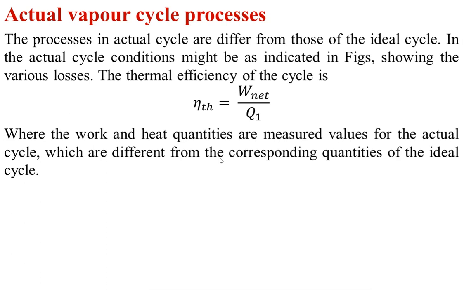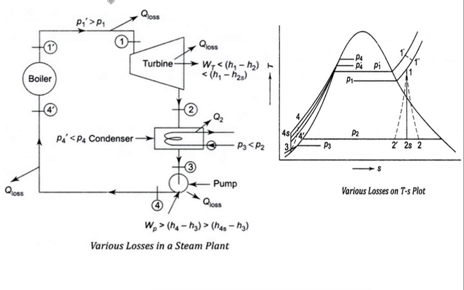Now let us discuss the actual vapor power cycle, with its schematic diagram as well as the TS diagram. So this is the schematic diagram of the actual vapor power cycle and this is the TS diagram. Here you can see this is the boiler, this is the steam turbine, this is the condenser, and this is the feed water pump. Ideally, the state point at the outlet of the boiler is the same as the state point at the inlet of the turbine. But in the actual case, some pressure drop occurs from this state point to this state point. Hence P1 dash, the pressure at this state point, is more than the pressure here.